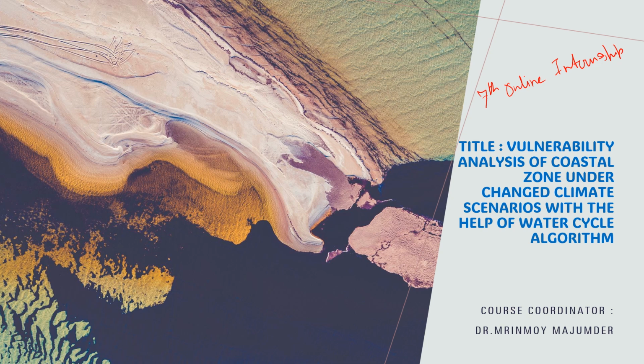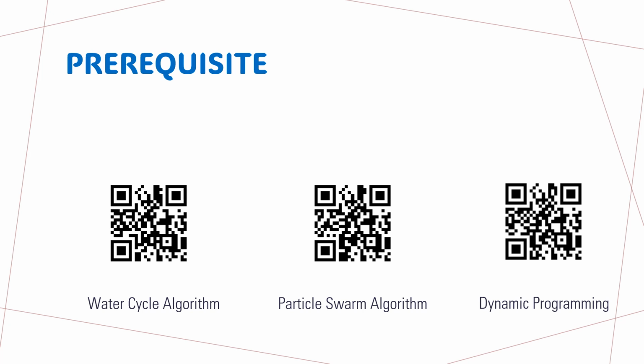Okay, so prerequisite is you must have an idea about water cycle algorithm. You just scan this QR code and it will take you to a video which, if you watch minutely, then you can have an understanding of water cycle algorithm and how it can be applied for optimization.